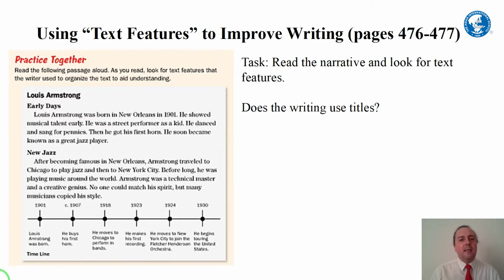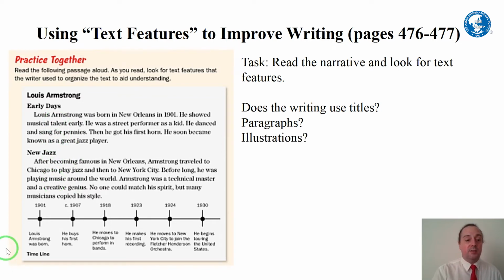Before we even read the narrative, we know that Louis Armstrong is probably a jazz artist. And once we read the narrative, we know that that's true. So that's why we use these text features to give us clues as to what we're going to be reading about. The next one, does it use paragraphs? Of course, there are 2 different paragraphs here, Early Days and then New Jazz.